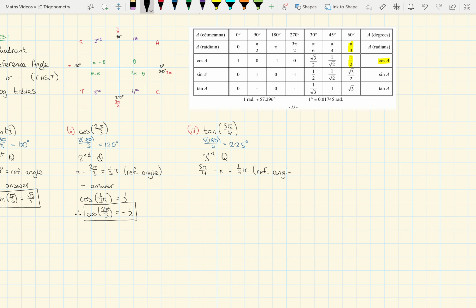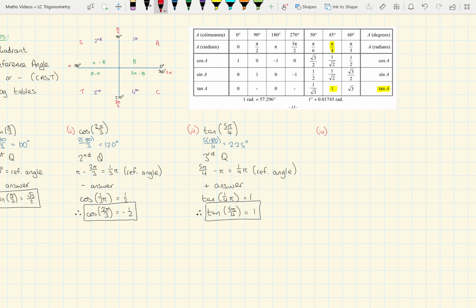That's your reference angle. Check if we're positive or negative. In our third quadrant, only tan is positive. We have tan. It'll be a positive answer. Our next step now, as usual, we go to our log tables. The reference angle is pi over 4. We're dealing with tan, so my answer is 1. So tan of a quarter pi is equal to 1. Return to your original angle. Tan of 5 pi over 4, we know it'll be positive, so my answer is 1.